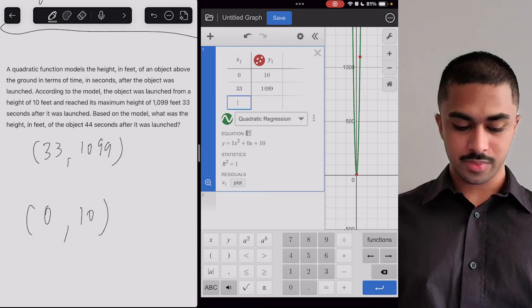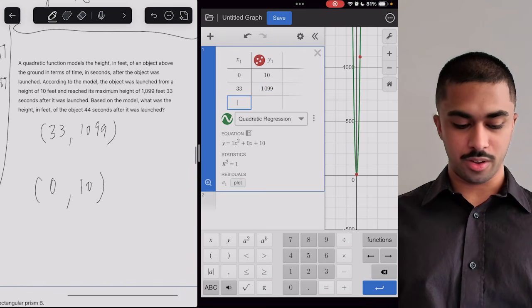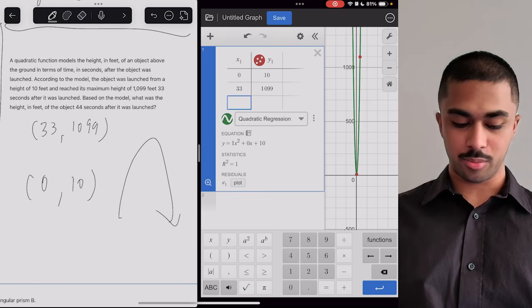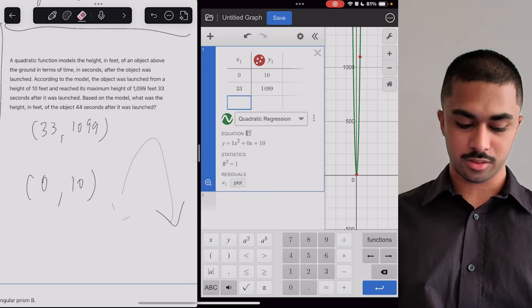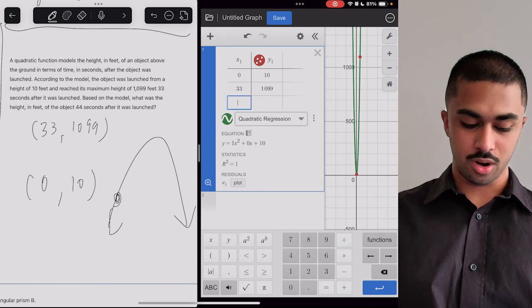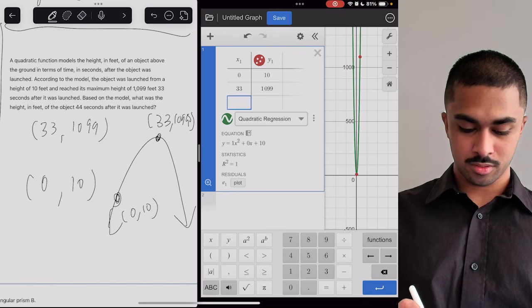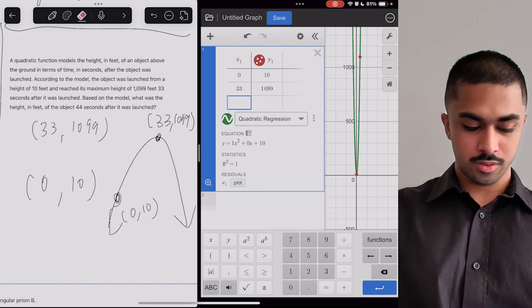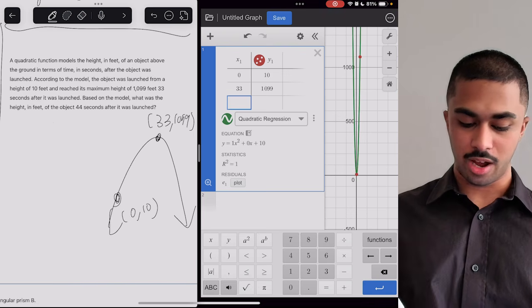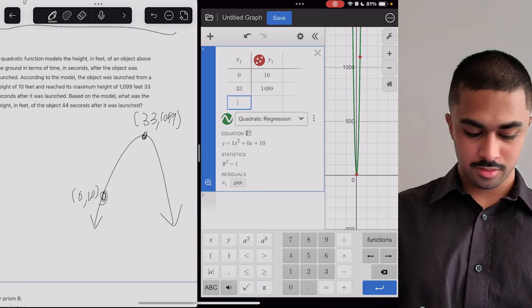What we can do is use a property of a parabola. Parabolas are symmetric around the vertex, so we can find a third mirror point of the (0, 10). So here's what I mean. Whoa. So I just graphed this parabola, how it should look.